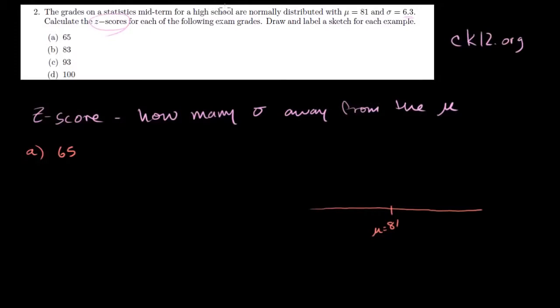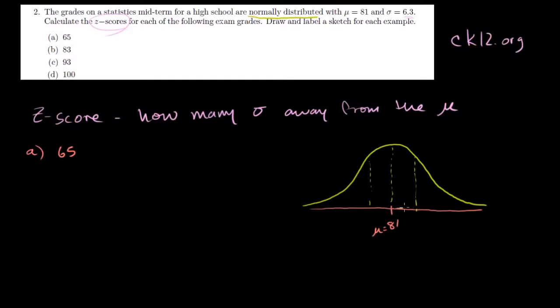So our distribution, they're telling us that it's normally distributed. So I can draw a nice bell curve here. They're saying that it's normally distributed, so that's as good of a bell curve as I'm capable of drawing. This is the mean right there at 81. And the standard deviation is 6.3. So one standard deviation above and below is going to be 6.3 away from that mean.